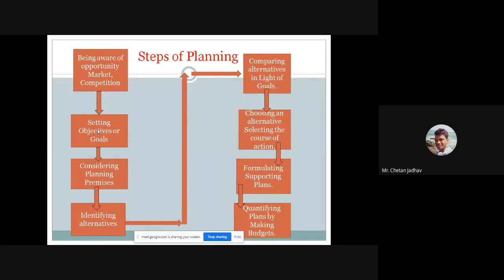Okay, so this is the first important stage in planning. So these are the important stages in planning. You have to take care at the time of the survey, at the time of setting the objective, at the time of considering or implementing that planning, and identifying the alternatives. Okay, so next is comparing alternatives in light of the goals.